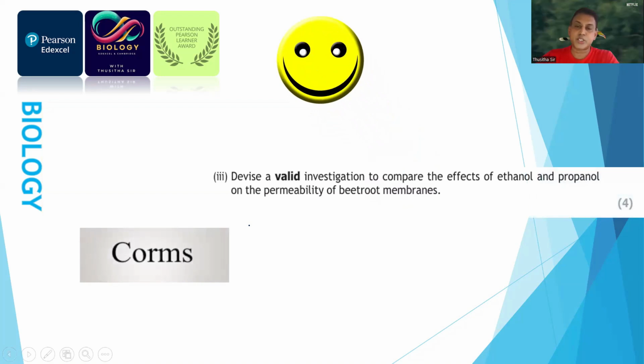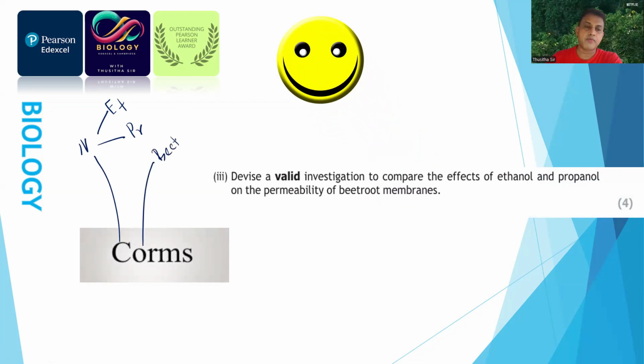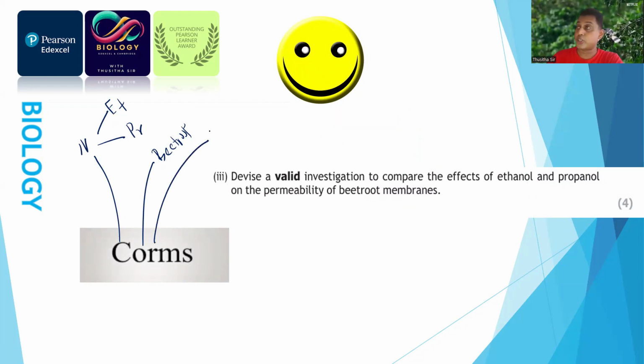Devise a valid investigation to compare the effect of ethanol and propanol on the permeability of the beetroot membrane. So I use COMBS for this one. My independent variable is ethanol and propanol. I'm going to check which one has the highest permeability. So the organism is beetroot. As usual, I have to take the same species, same source, same age of beetroot. At the end, I have to say the experiment should be repeated several times, and the mean value and standard deviation should be calculated, and plot a graph to analyze the result.